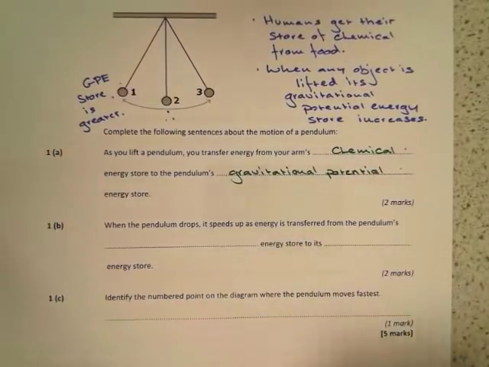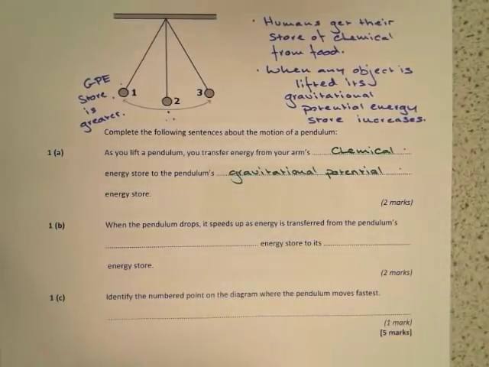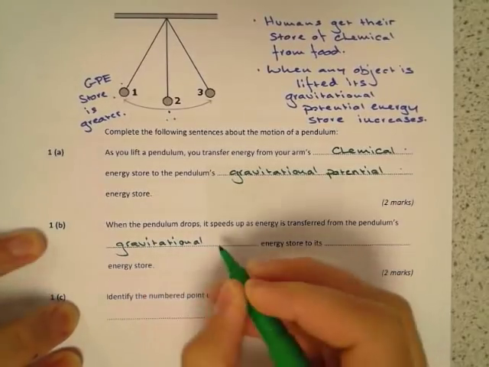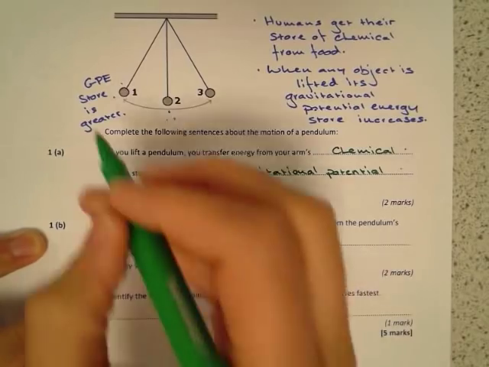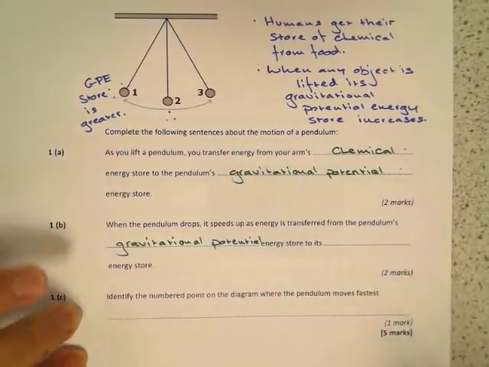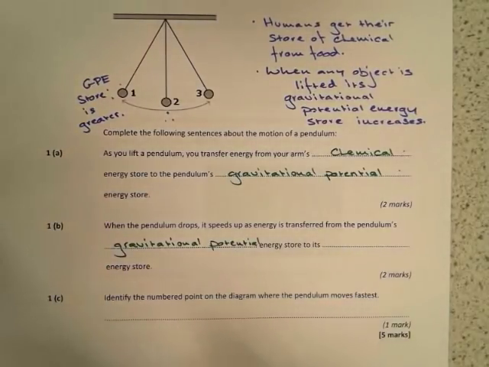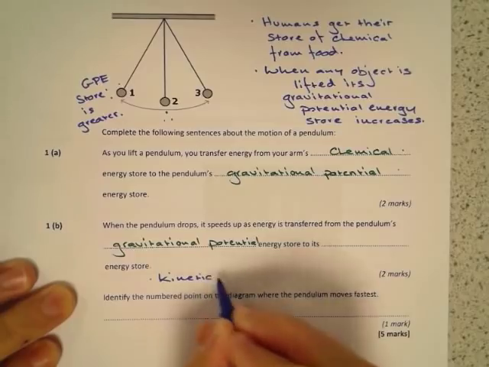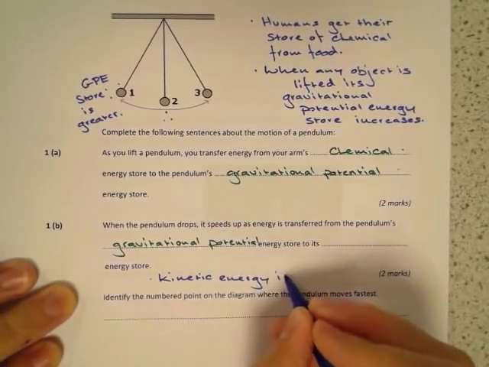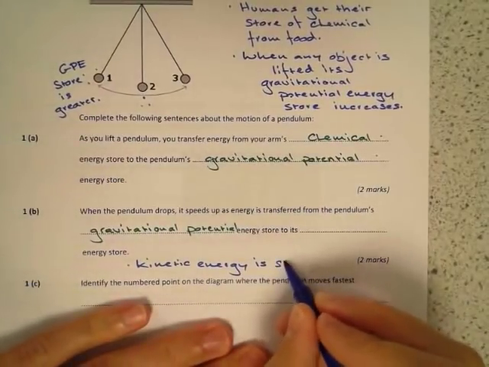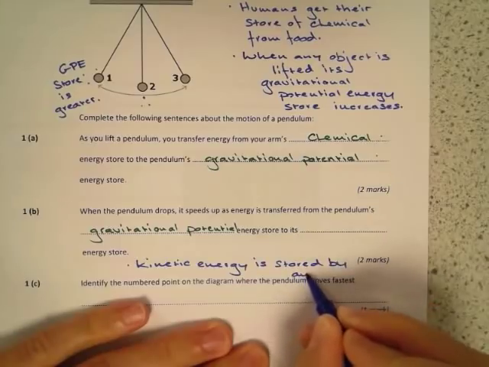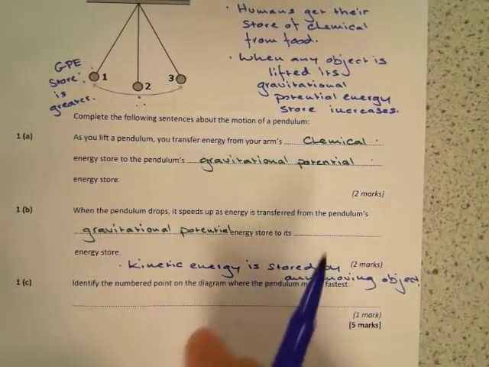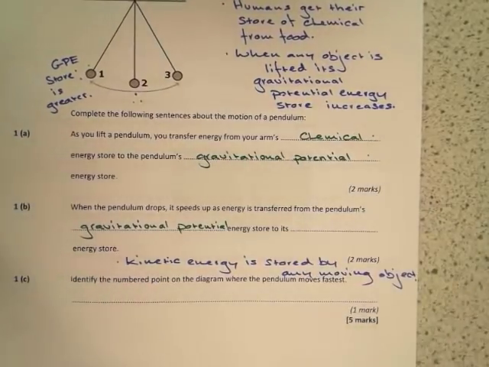When the pendulum drops, it speeds up as energy is transferred from the pendulum's gravitational potential energy store. That's here, and then we can imagine it swinging down. Any object which is moving has a kinetic energy store, so let's make a little annotation to help us remember. Kinetic energy is stored by any moving object, including the pendulum here. So this transfers to the kinetic, let me change my pen, energy store.